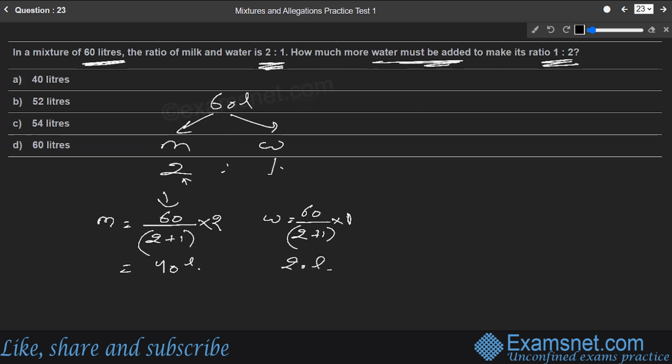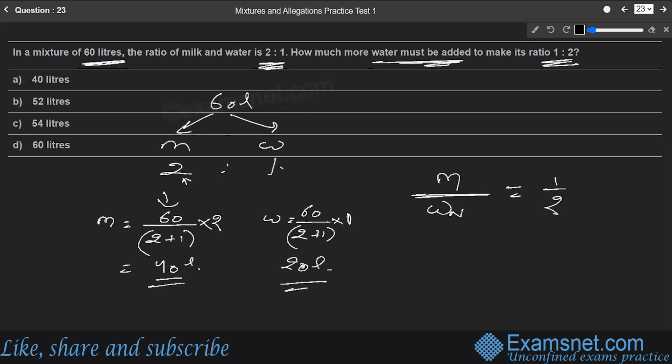So this is the original composition. The milk part is 40 liters and the water part is 20 liters. This much is originally available. Then they ask how much more water is to be added to make the ratio 1 is to 2. So we can write the milk part, which should remain as it is, divided by the new water part. Let us assign that as the new water part. The ultimate ratio should come out to be 1 is to 2 now.